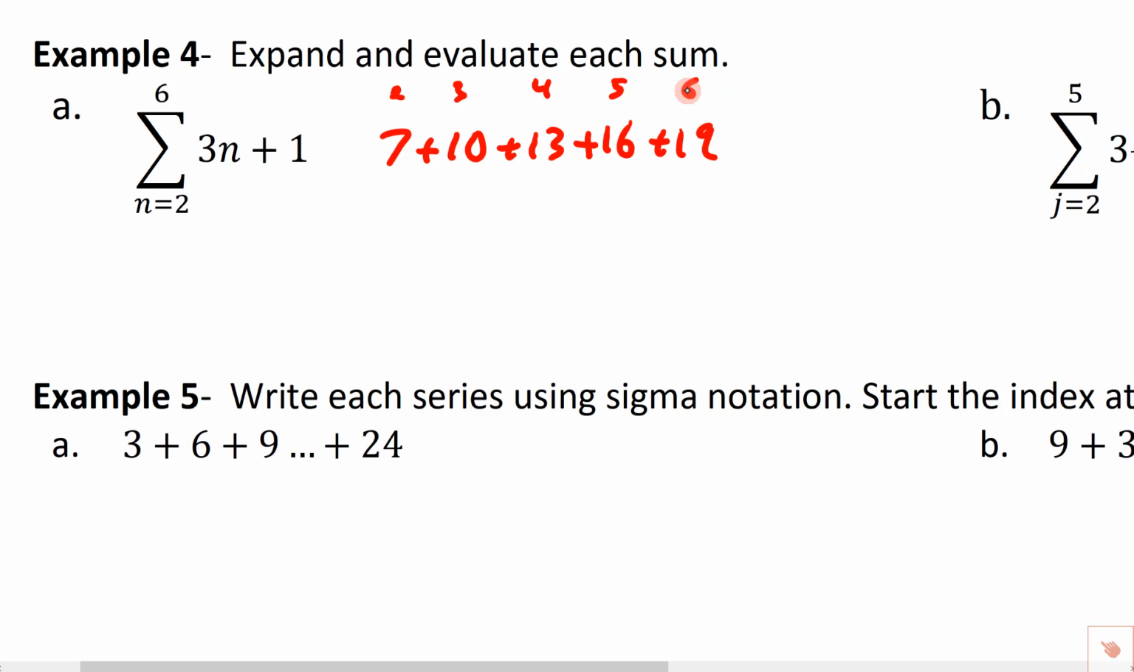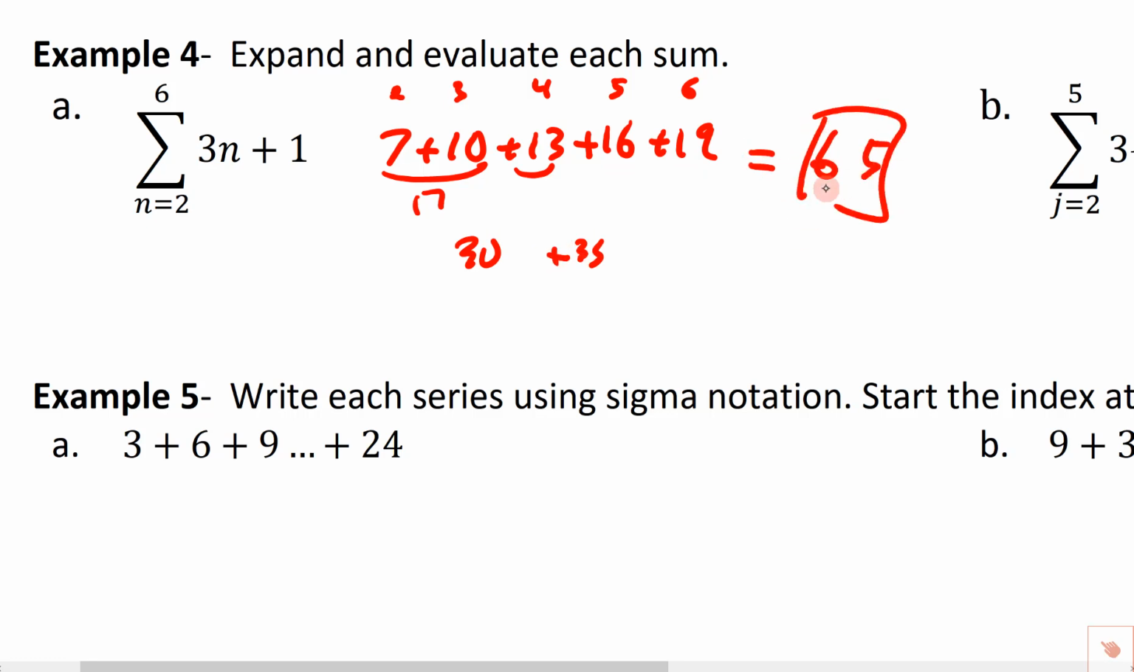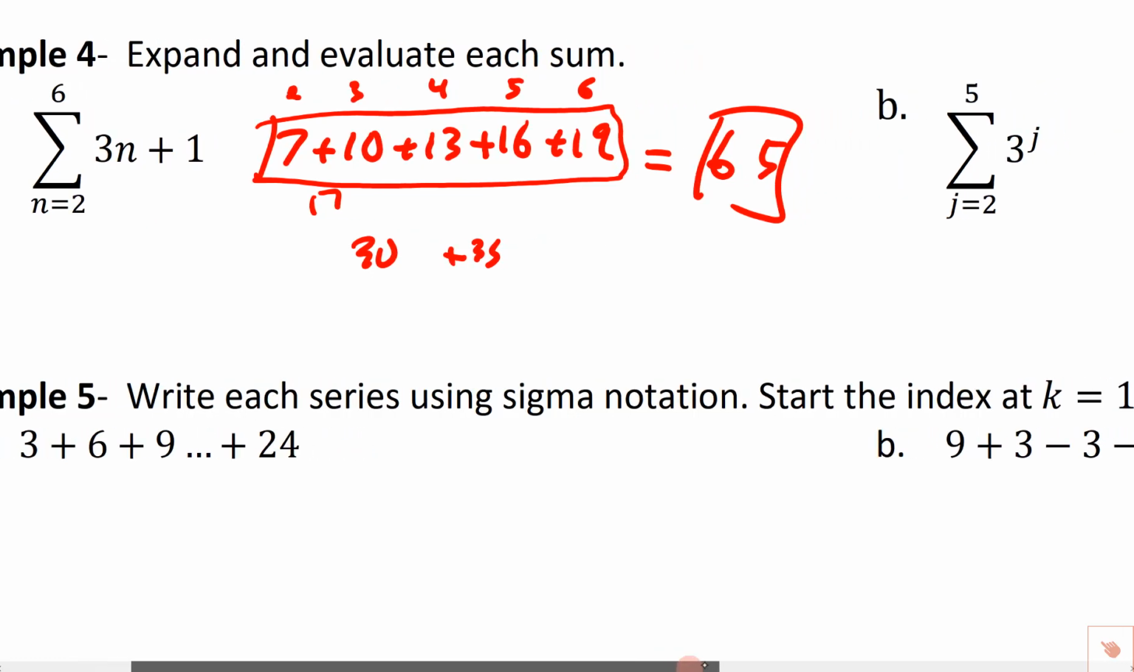So you can do this on a calculator, or this one you can probably do by hand. Those add up to 17 and another 13. Those would add to 30. And these two add to 35. So if you add all those together, you get 65. So there are 2 parts to this answer. One part is the expanded form, and the other part is what's the actual sum for the series. Everybody good there?